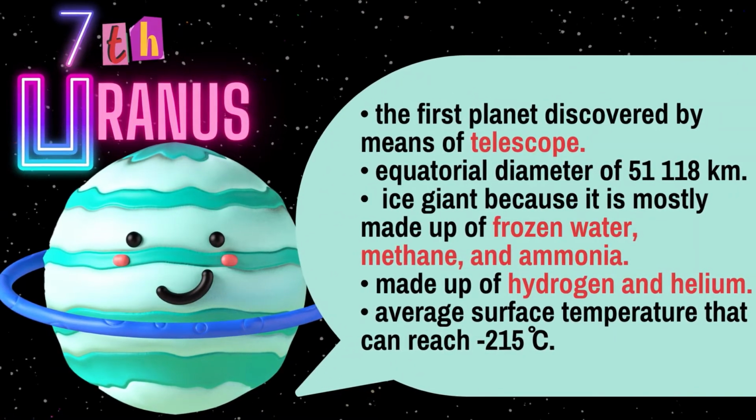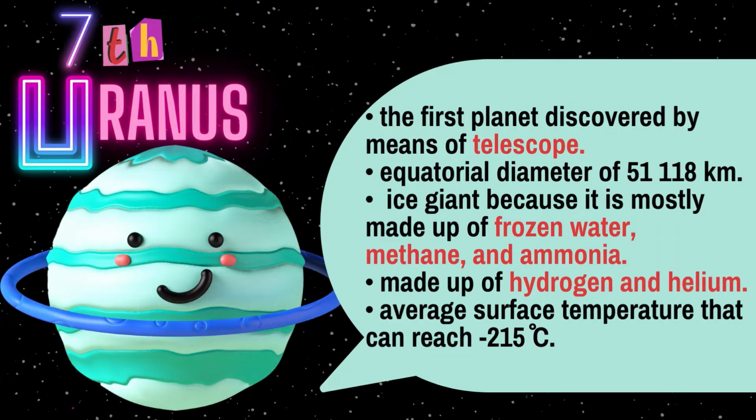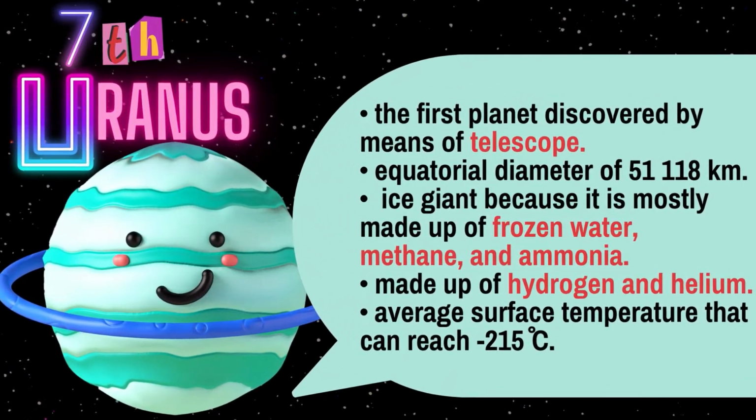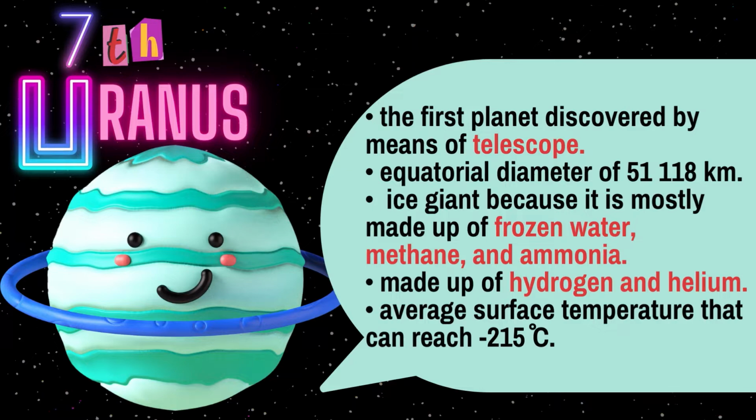The seventh planet is Uranus. Uranus has an average distance of 2.9 billion kilometers and was the first planet discovered by means of a telescope, with an equatorial diameter of 51,118 kilometers. It is considered an ice giant because it is mostly made up of frozen water, methane, and ammonia. Its atmosphere is made up of hydrogen and helium. Uranus has an average surface temperature that can reach negative 200 degrees Celsius, so it's so cold in here.